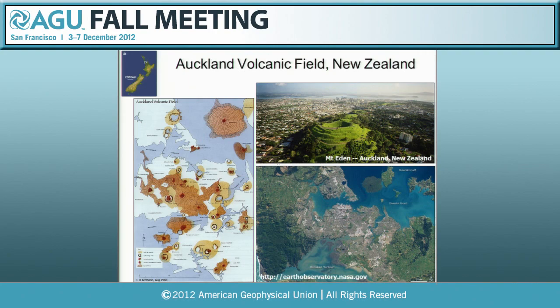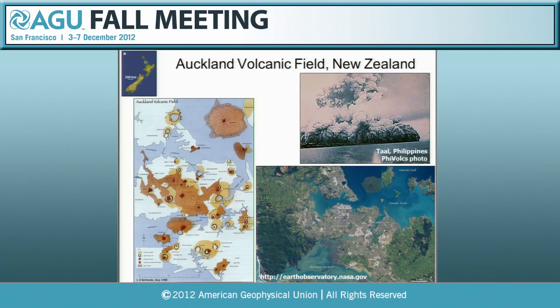Auckland is the largest and fastest growing city in New Zealand. It is situated on an active basaltic volcanic field, which has been active over the last 250,000 years. The youngest eruption is Rangitoto, which occurred about 600 years ago. Of the 49 volcanic centers in this field, more than 75% began with a violent phreatomagmatic phase. Because of the abundance of external water, it's very likely that a future eruption in the Auckland volcanic field will also begin with a phreatomagmatic eruption.